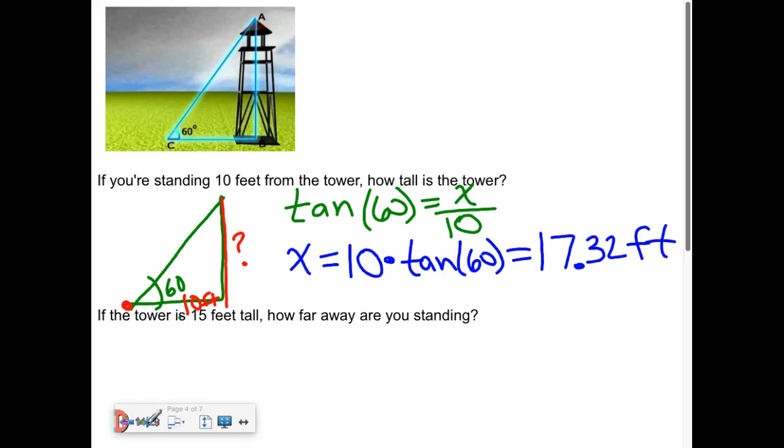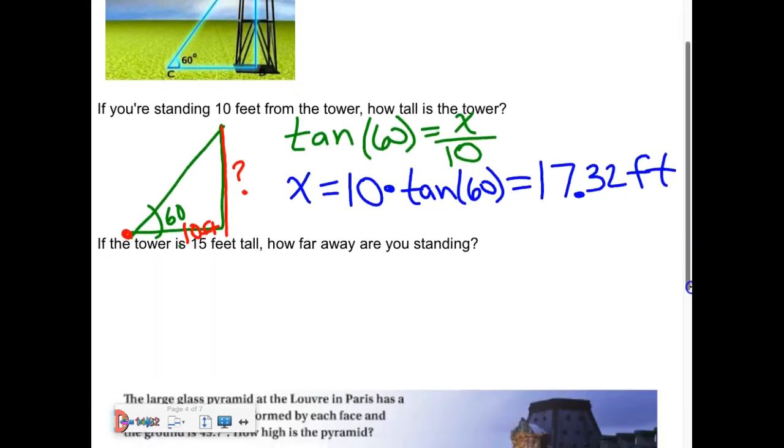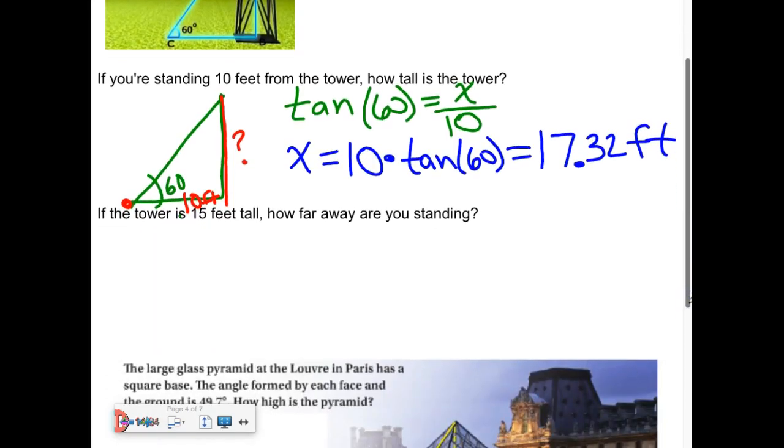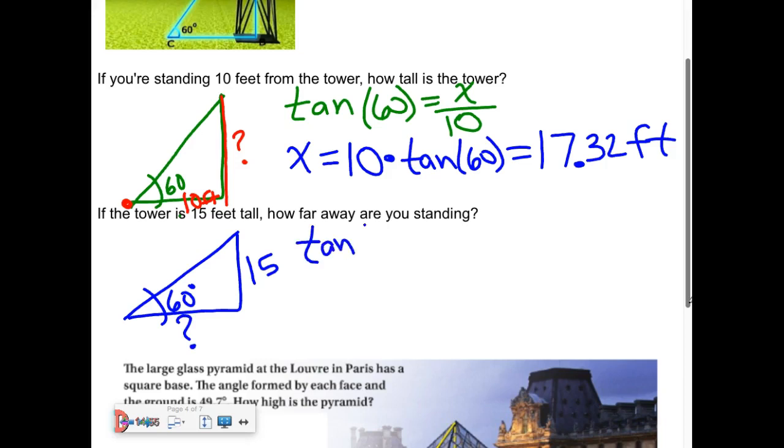Okay. The next one, on the other hand, we have different information. We still have the tower. We are still standing at an angle of 60 degrees. This time, though, we know the tower is 15 feet tall, but we don't know how far away we are standing. Okay. So again, based on what we're given, we're going to use tangent.